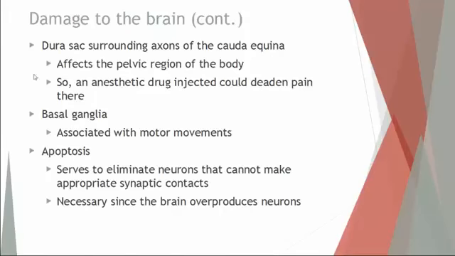And this will affect the areas of the pelvic region of the body. So it's common to get an anesthetic injected in this area to deaden pain. So when a woman gets an epidural during labor for childbirth, this is where the injection will take place. So damage to this area of the caudal equina and the dura sac can impact regions from there and below as the neurons continue forward.